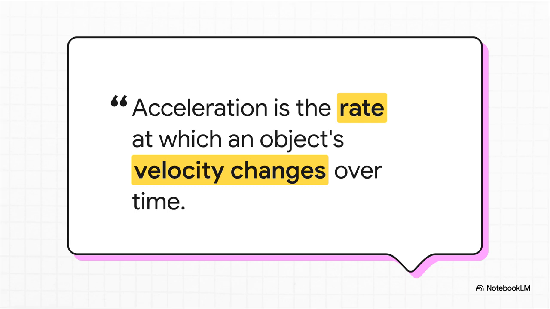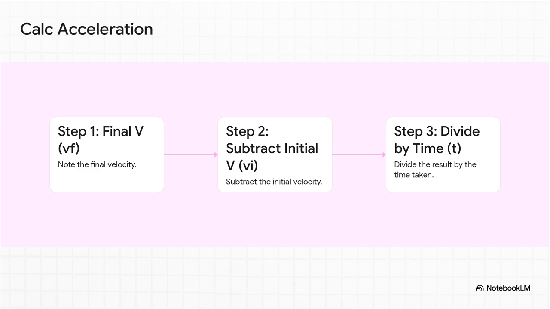So yeah, speeding up is acceleration, but guess what? Slowing down is also acceleration. Sometimes we call it deceleration, but it's the same idea. And get this, even turning a corner while keeping your speed exactly the same is still acceleration because you're changing your direction. So how do we actually measure it?